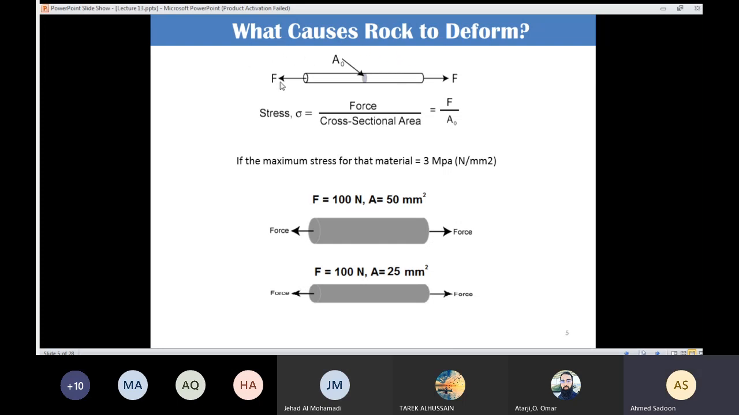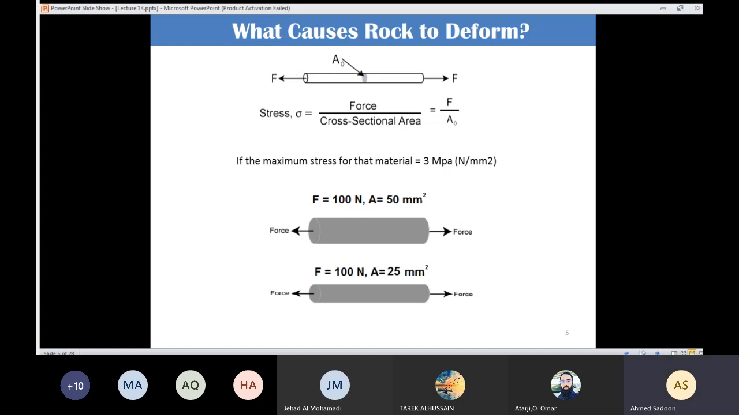If you are looking at this rod here, which is subjected to force F, and it has a cross-sectional area. The cross-sectional area here means the area which is perpendicular to the force. So the force is here, and that area is perpendicular to the force. So this one is going to be considered as the cross-sectional area.